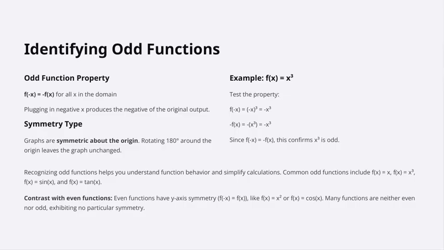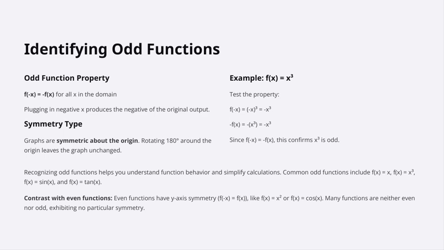For example, consider the function f(x) equals x cubed. Let's test the oddness property. f(-x) equals (-x) cubed, which simplifies to -x cubed. On the other hand, -f(x) is negative of x cubed, which is also -x cubed. Since these are equal, f(x) equals x cubed is an odd function. Recognizing odd functions is helpful because it helps us understand how the function behaves and can simplify calculations. Some common odd functions include f(x) equals x, x cubed, sine of x, and tangent of x.